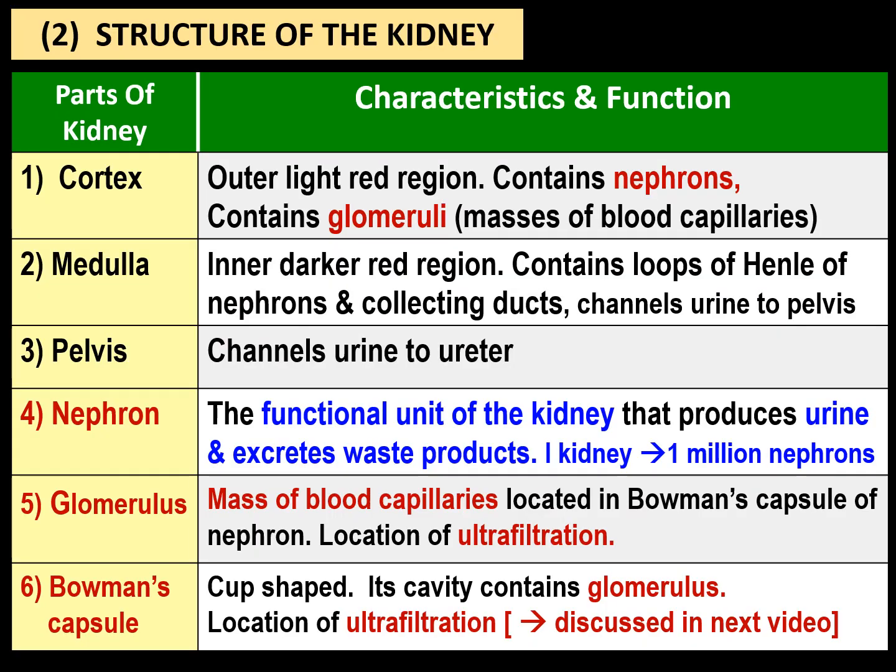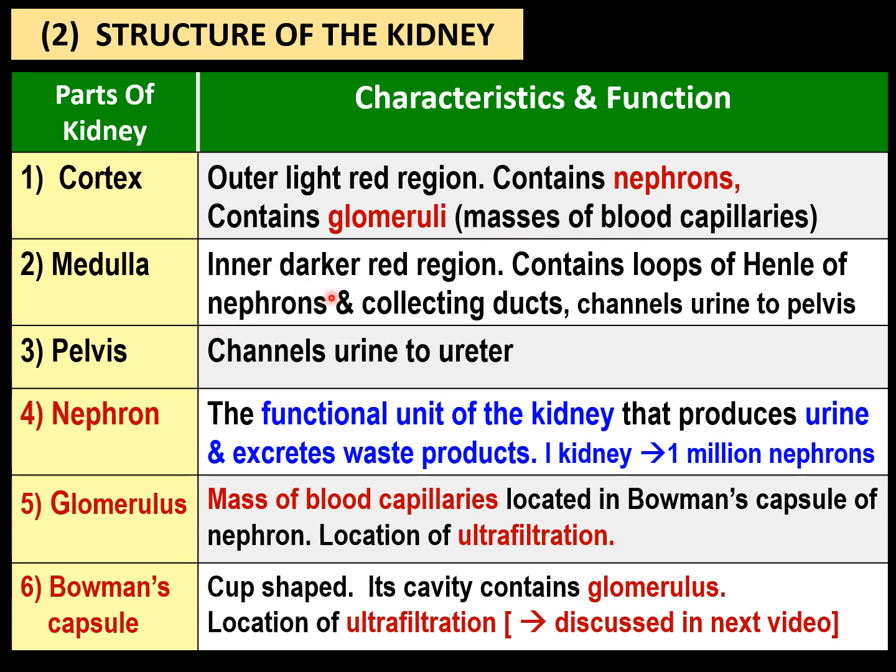So here are the notes for the parts of the kidney and their functions. Cortex, not much to mention here, except outer light red region contains nephrons. Okay, we are coming to this topic of nephrons. Nephrons are the basic functional unit in the kidney that produces the urine. We'll discuss this in a short while. Contains masses of blood capillaries called glomeruli, or the singular form is glomerulus. Okay, so we are going to talk about this later on.